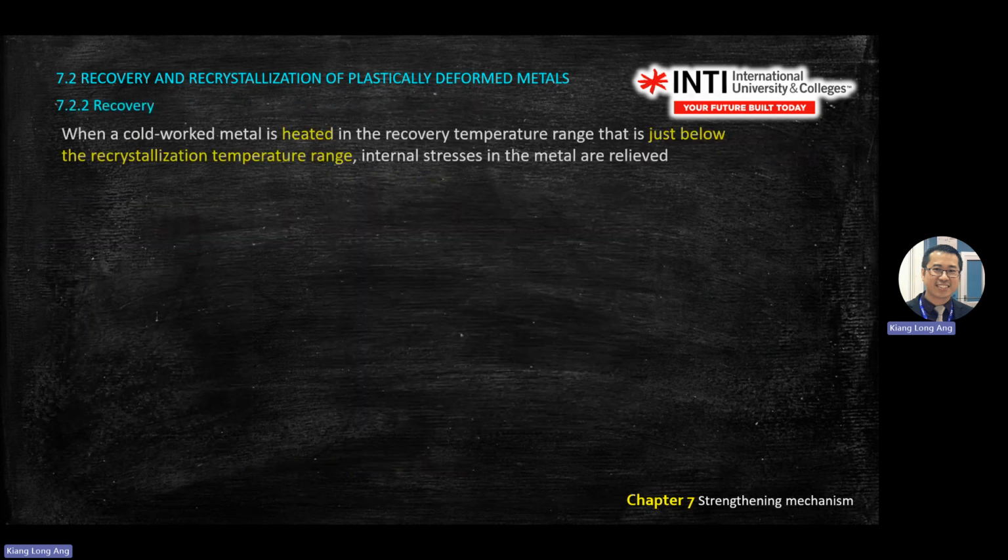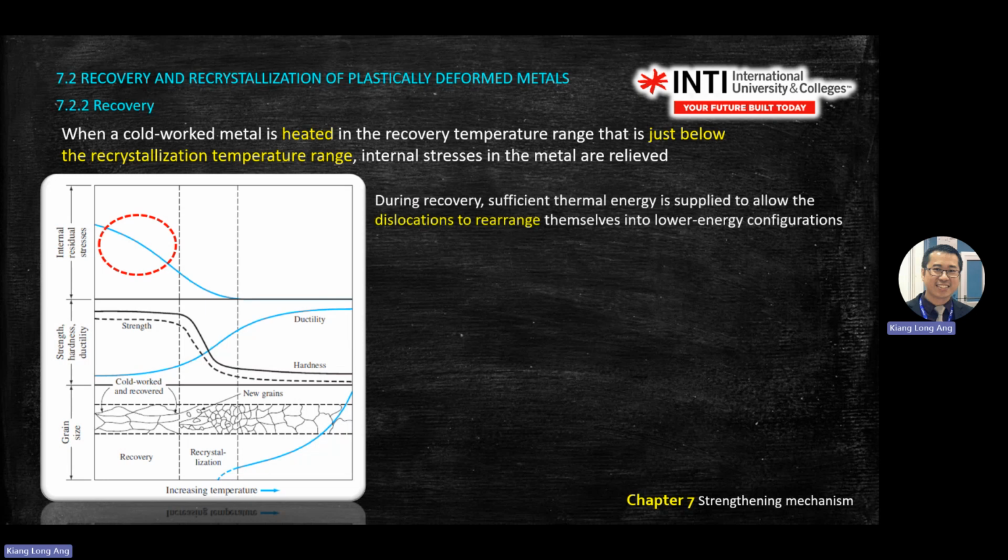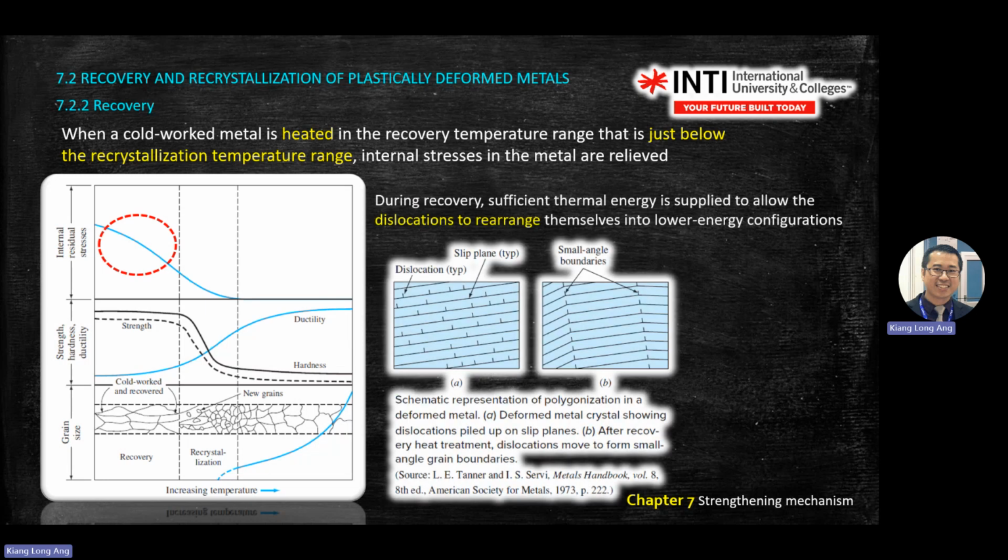Recovery. What is important for recovery is that the range is just below the recrystallization temperature. So today your temperature has one range: below recrystallization, meaning before the temperature at which the new grain can grow. This one you read.